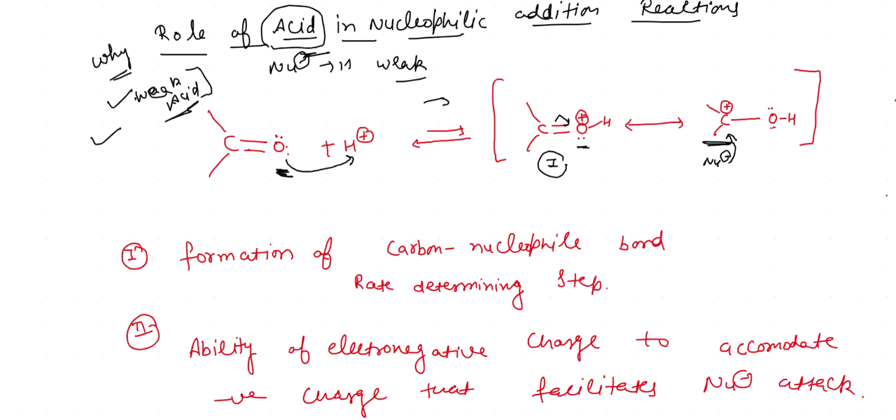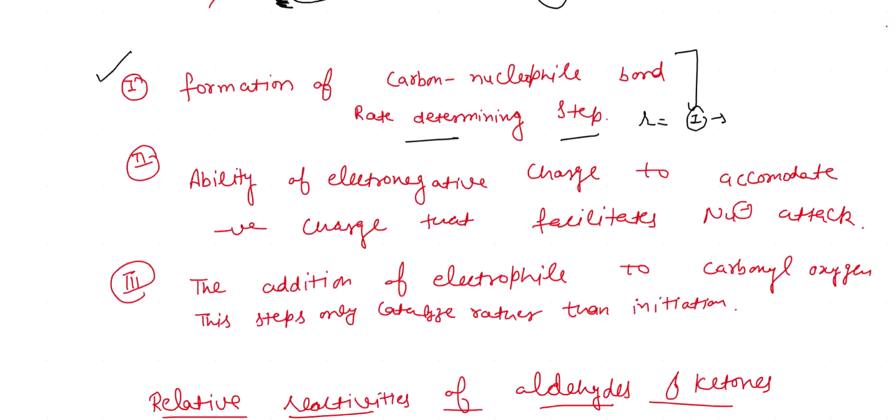Moreover, the formation of the carbon-nucleophile bond is the rate determining step. So these are the characteristics of nucleophilic addition reactions. You can find out the rate of reaction from the first step in which the nucleophile attacks. Secondly, the oxygen can acquire a negative charge, which facilitates the nucleophile attack. So these are all the characteristics of nucleophilic addition reactions.